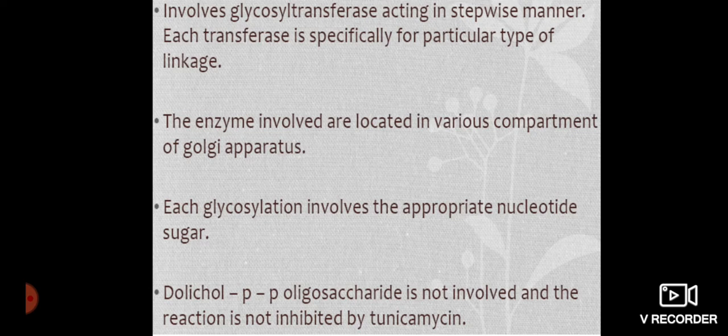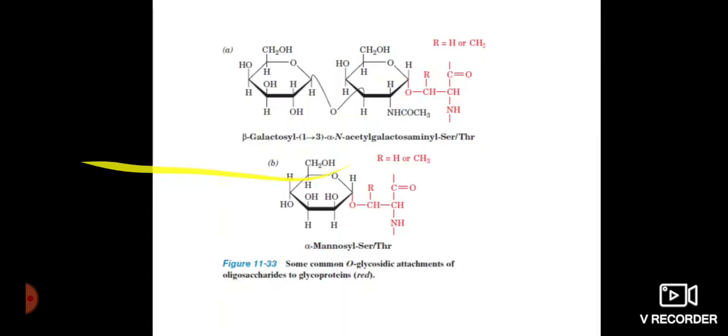So these enzymes are located in various compartments of the Golgi apparatus, and each glycosylation involves appropriate nucleotide sugars. So this particular glycosylation is going to get initiated and completed within the Golgi apparatus.